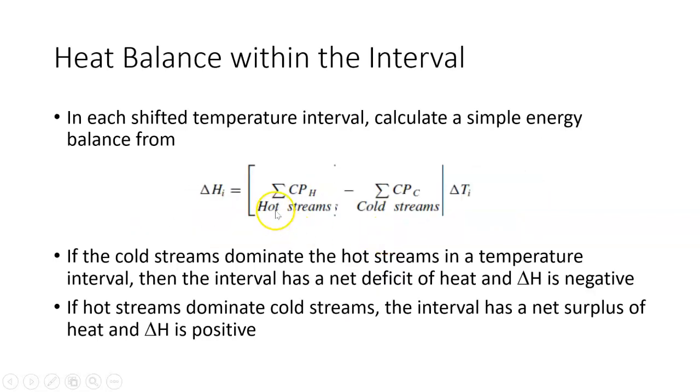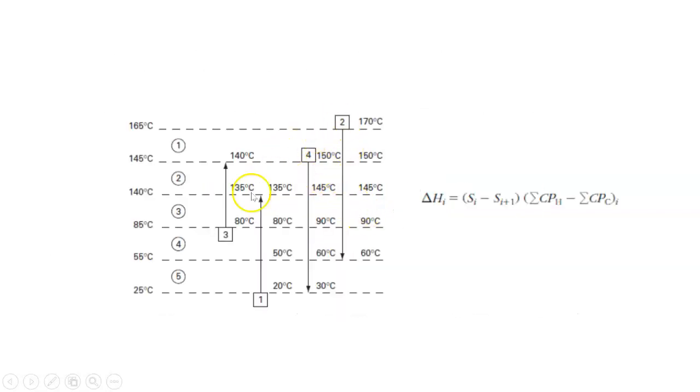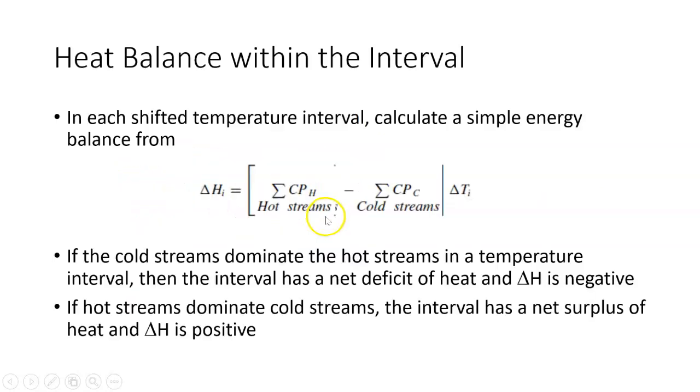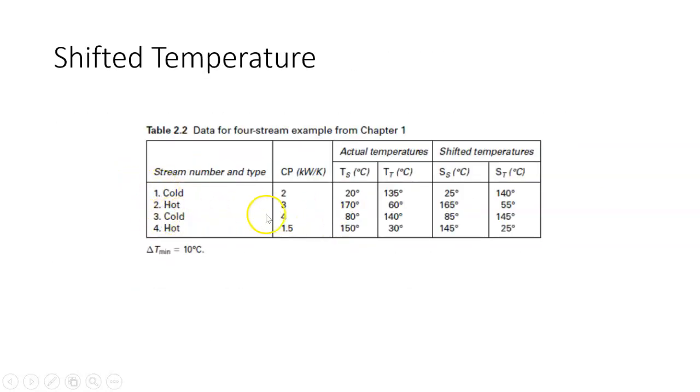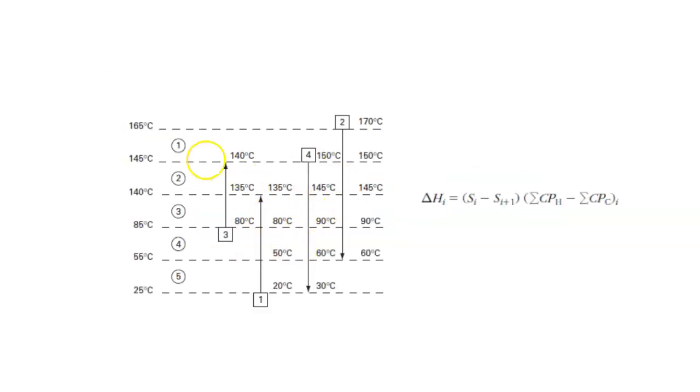So my CP hot summation is 4.5, and stream number 3 is available in this 140 to 145 interval. For stream number 3, the CP value is 4. That means if I make the summation of 3 plus 1.5 minus 4, the value of delta of CPH minus CPC is 0.5. Delta T, or S_i minus S_i+1, will become 145 minus 140, making it 5.